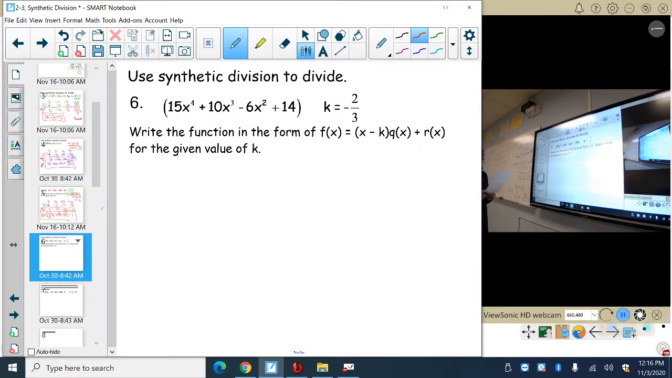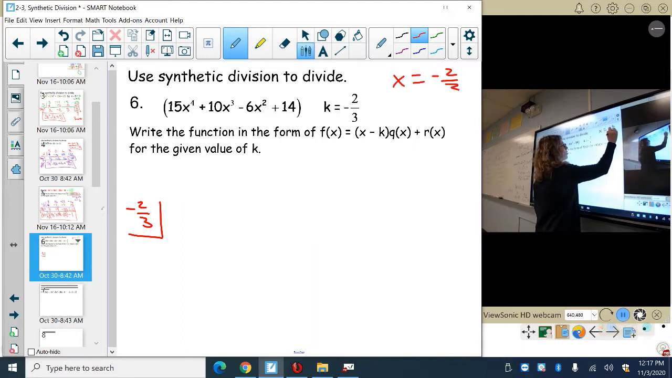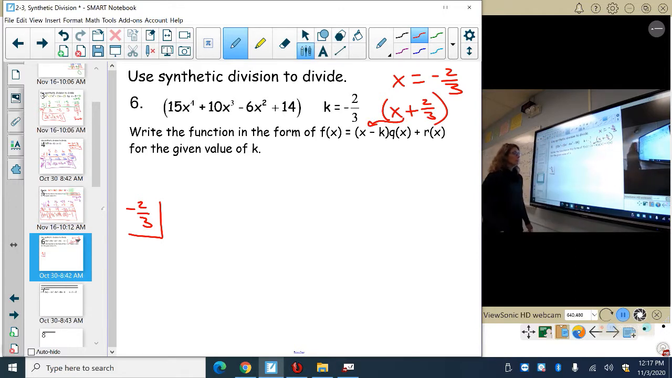This is number 6 off of tonight's homework I'm going to do with you. So number 6, they tell you what k is. So that is what is going to go in the box. Negative 2/3 goes in the box. Which means x is equal to negative 2/3, which means if you bring this back over, that's what you're actually dividing by. That's what is going to go right here.